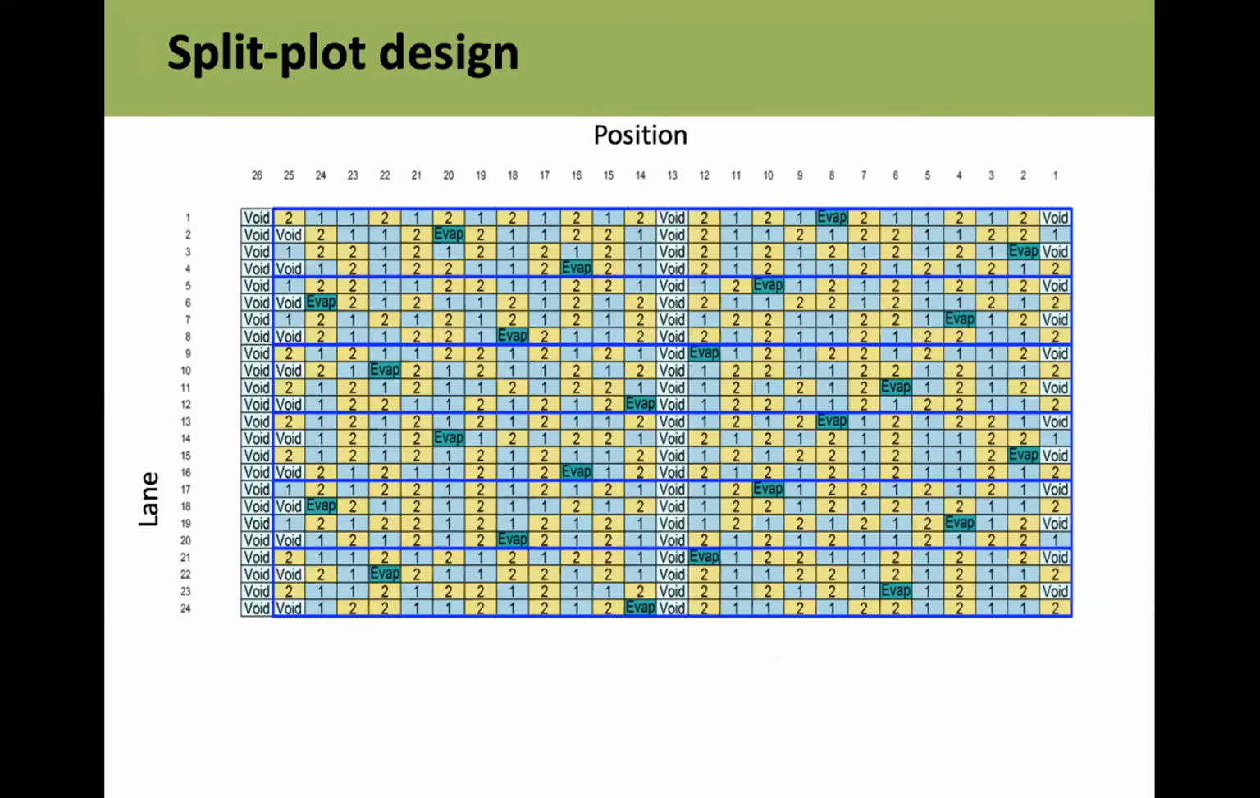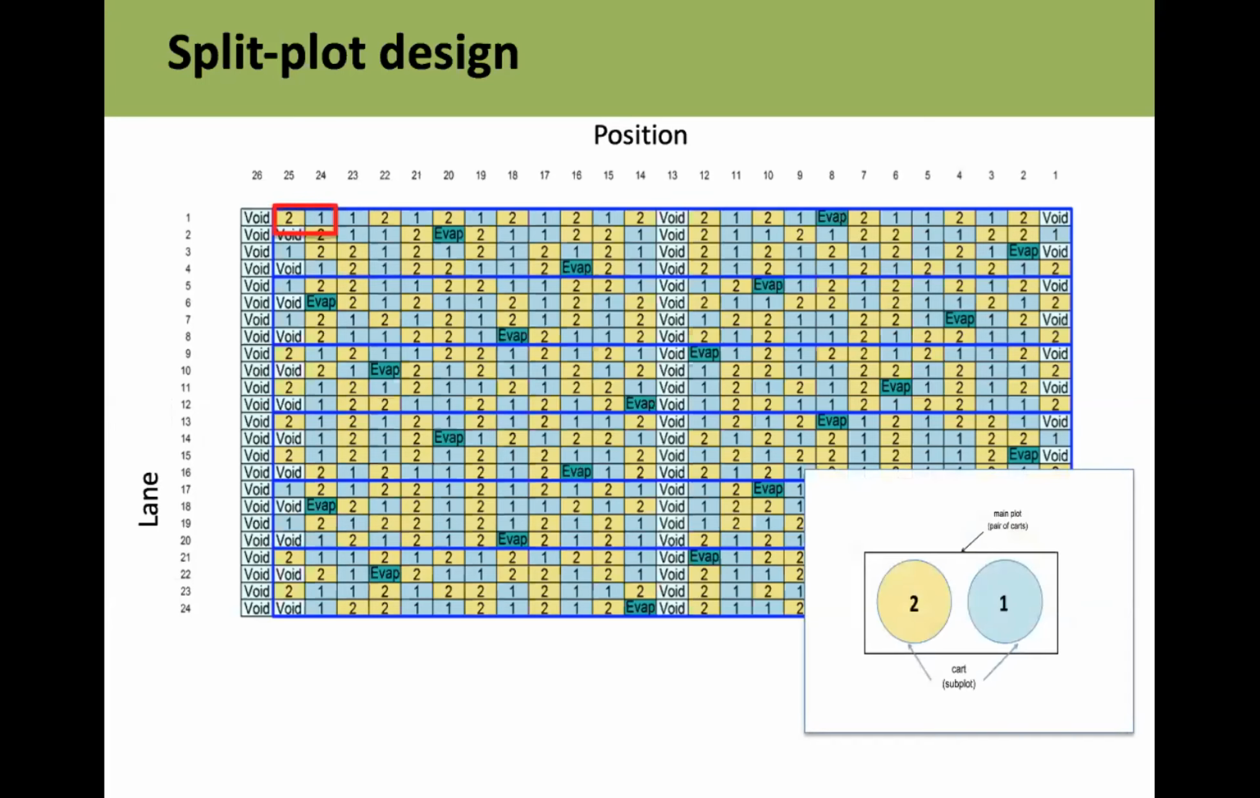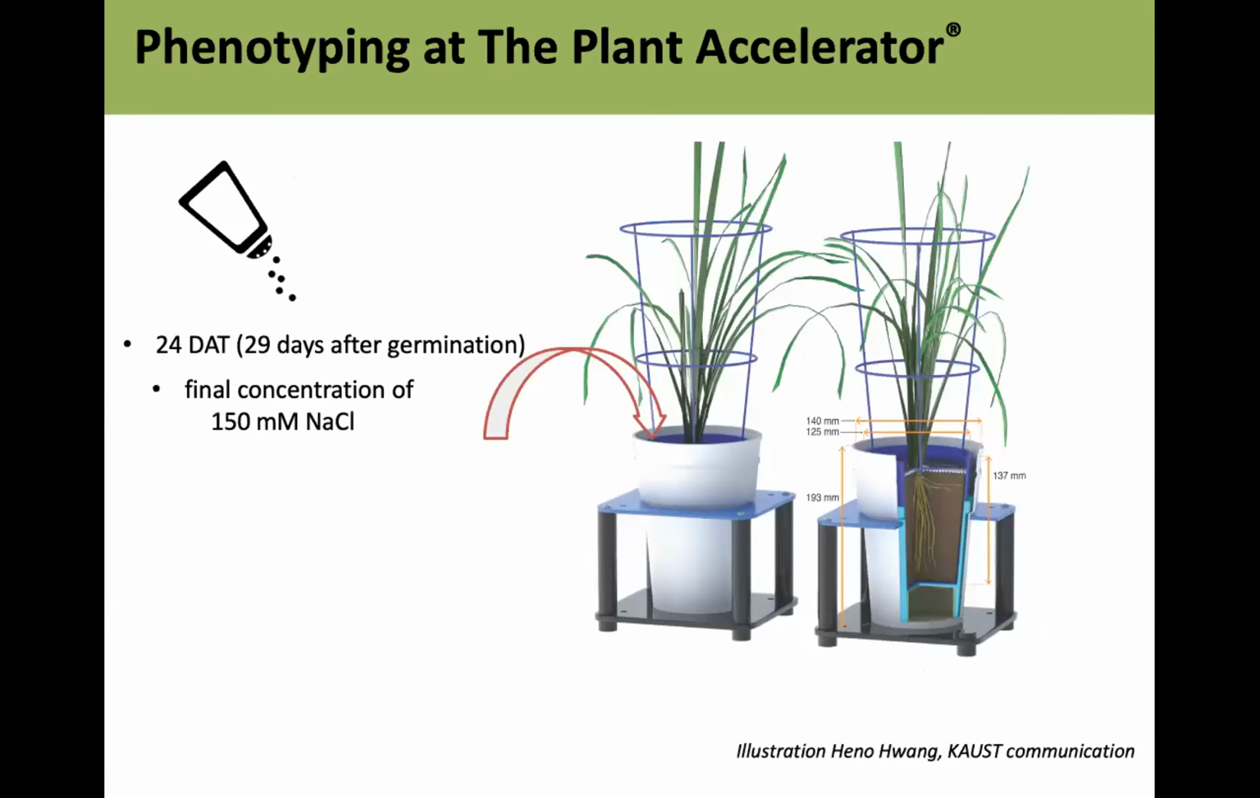I also used a split plot design, which includes a main plot and a subplot. The main plot contains 2 consecutive carts of the same accession, and the subplot is the stress treatment, so salt and control. Here you can also see the evaporation carts that are spaced out within each lane. And then this is just showing the setup.